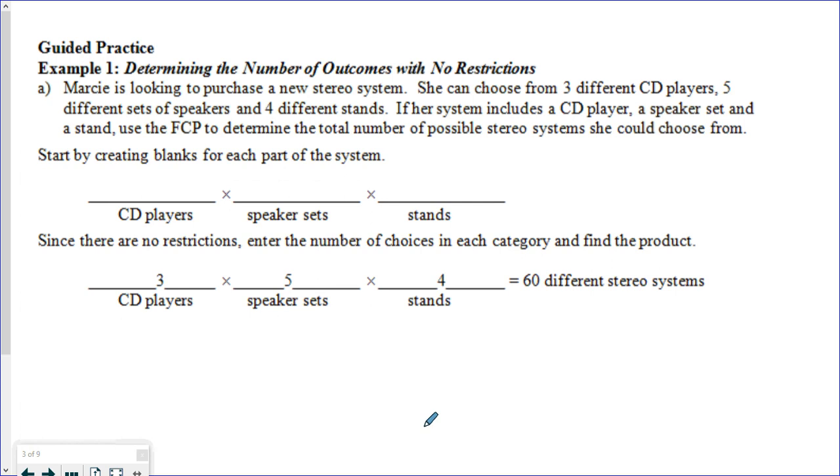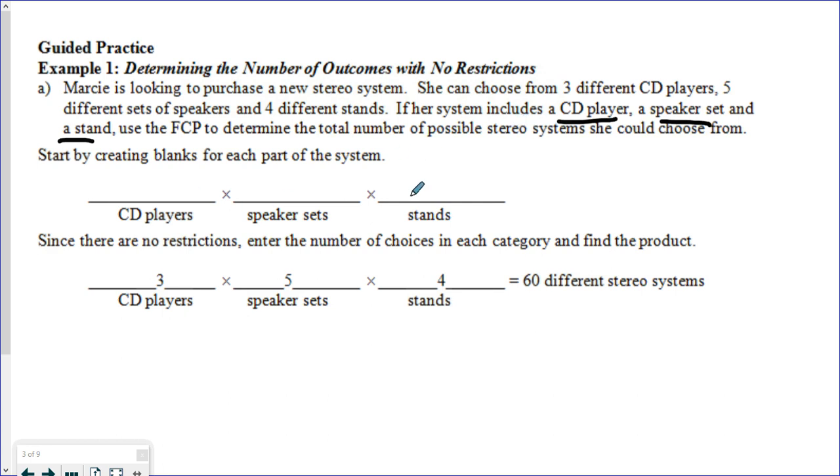So the next part, it says determining the number of outcomes with no restrictions. We'll start talking about restrictions today. So example 1 here, oh sorry, Marcy is looking to purchase a new stereo system. She can choose from 3 different CD players, 5 different sets of speakers, and 4 different stands. So she wants her system to include a CD player, a speaker set, and a stand. And we know that there's different options within each of those categories. So use the fundamental counting principle to determine the total number of possible stereo systems that she could choose from.